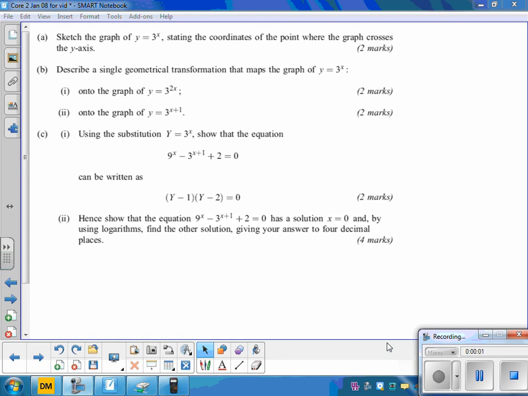Jan 2008 Core 2 question 8. The first 6 marks really are just basic. Have you learnt what's in your notes? So do you know what these things are? No thinking involved, but a 3 to the x graph.